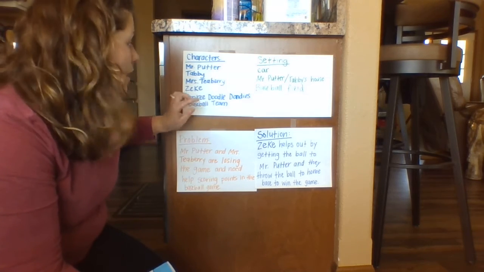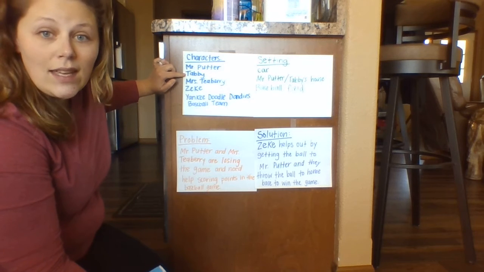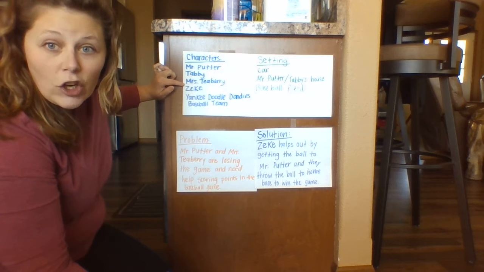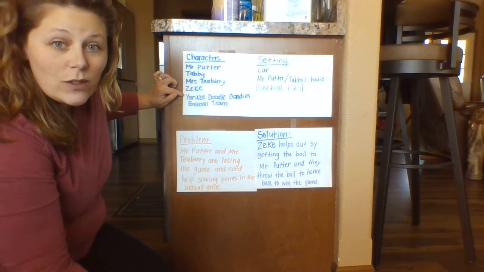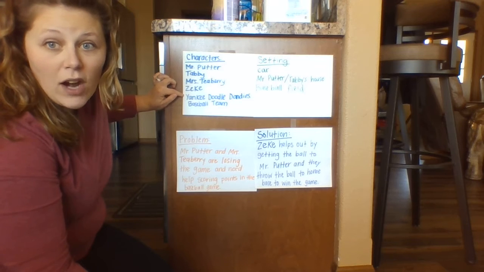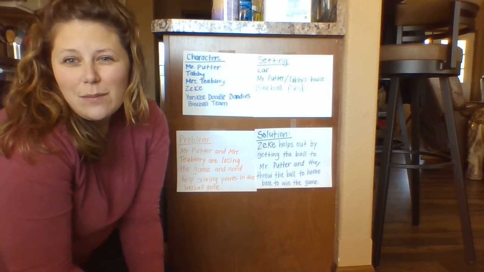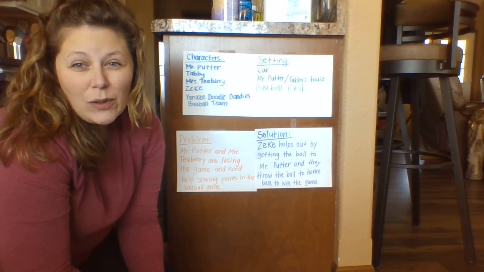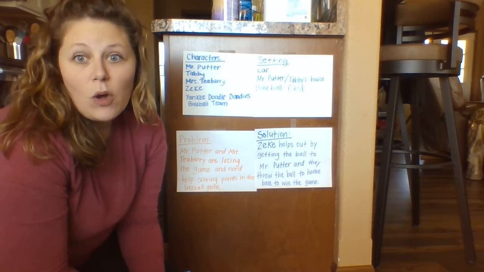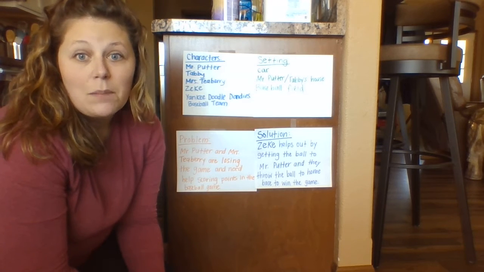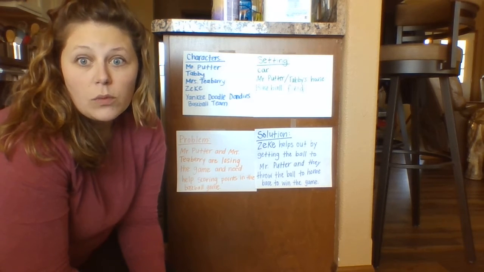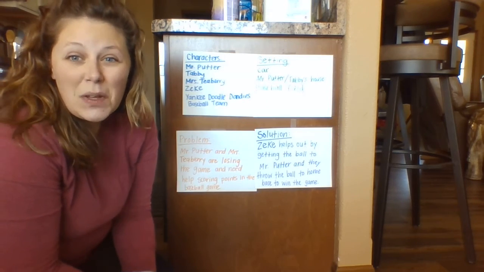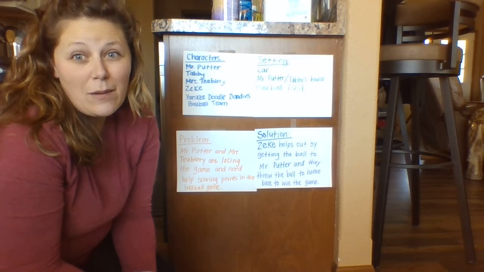The first character is Mr. Putter, then Tabby the cat, Mrs. Teaberry the neighbor, Zeke, her dog, and then the Yankee Doodle Dandy baseball team, all those players that were on that team. And then of course the other team too, but we don't really know the name of that team, so we don't really need to include that one because it's not a character that comes up all of the time. So we just talk about the main characters, the people who are in the story most of the time. The setting is where the story took place, and there were lots of different places, but we want to focus on the main ones.